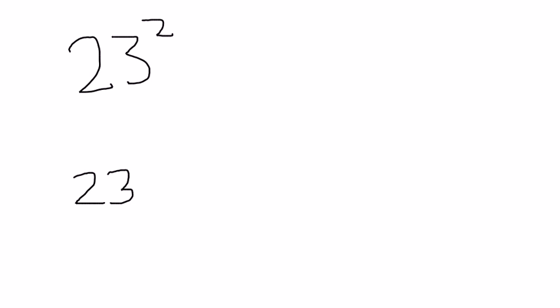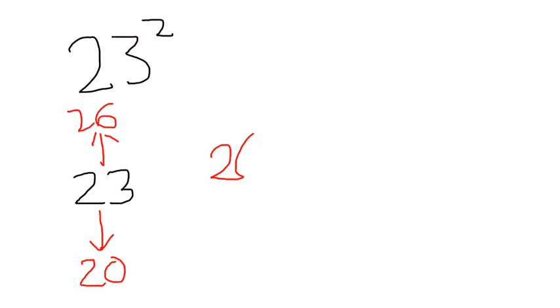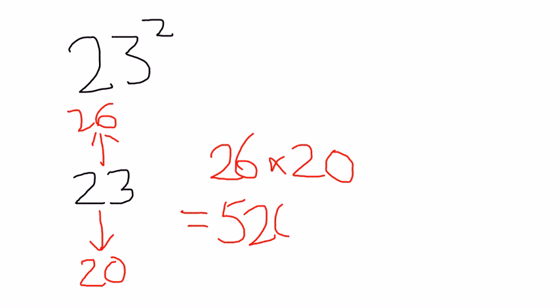So instead of doing 23 squared, you try to imagine that you're actually doing something else, which is 26 times 20. And it is obviously much easier than the original question, 23 squared. You should be able to get that it is 520.